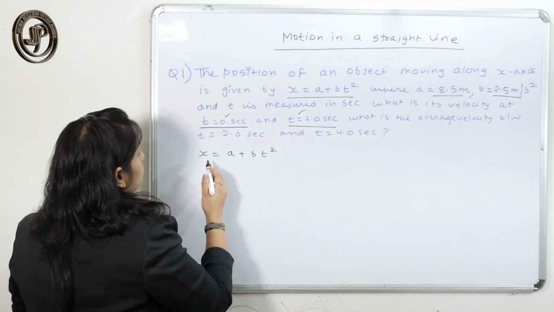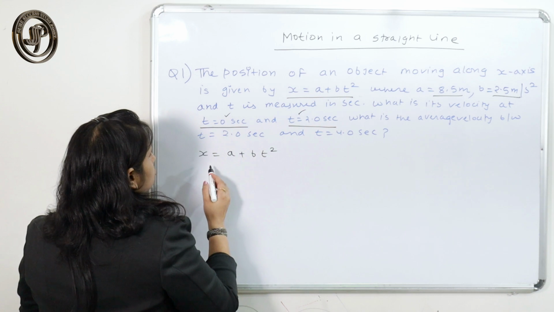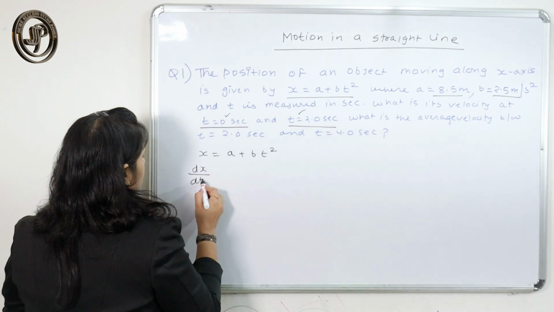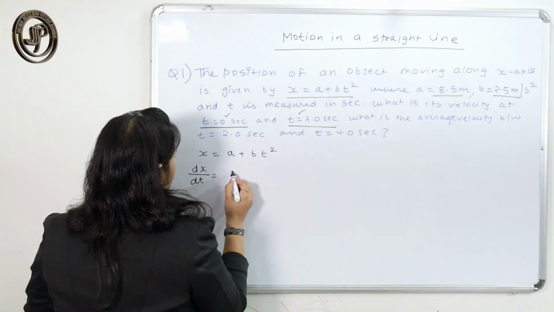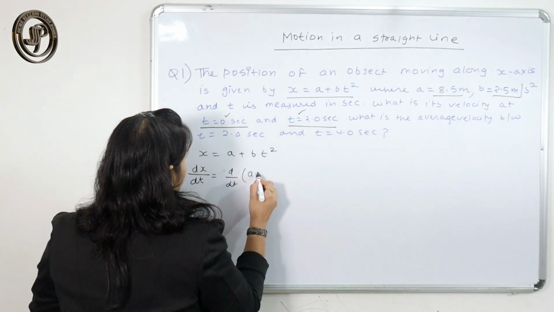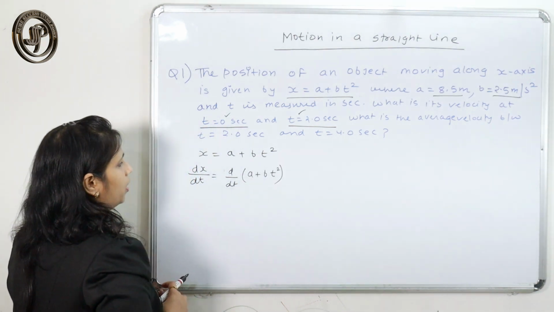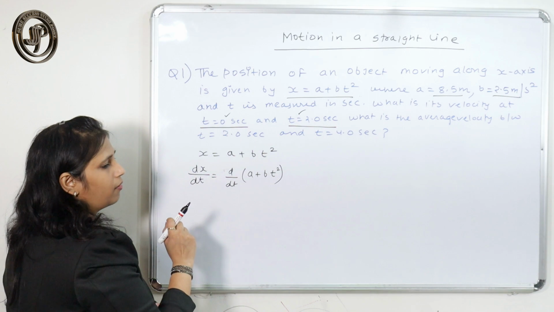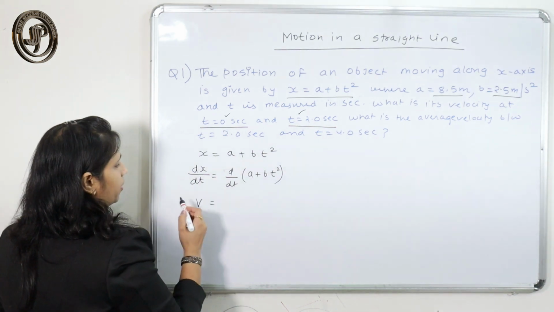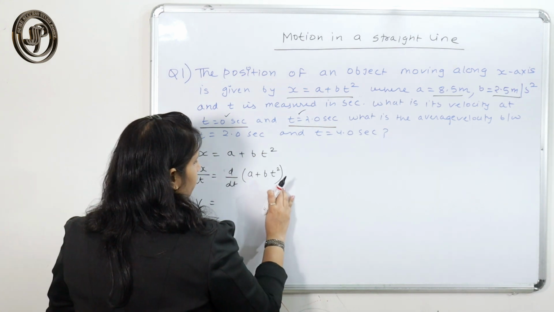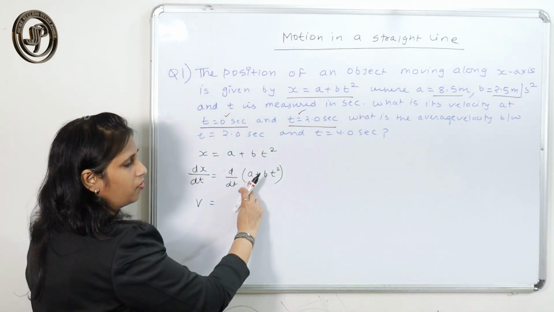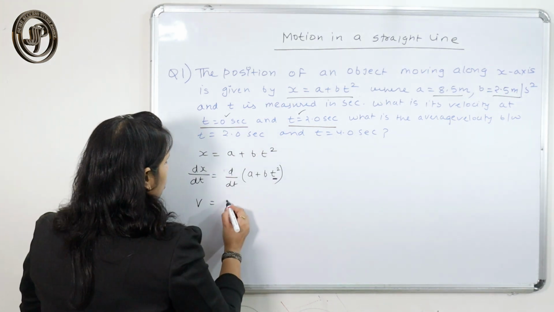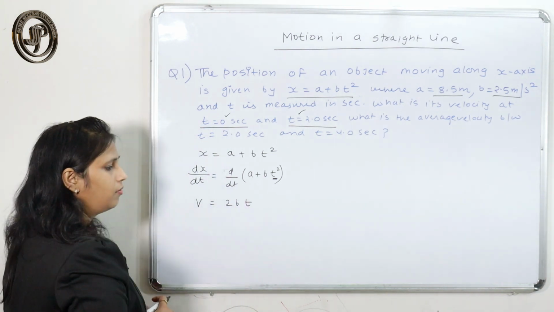How can we do this? Here x is given, so if we differentiate this with respect to time, what do we get? d by dt of a plus b t square. Why am I going to differentiate this? Because if I differentiate this, then I will get the value of velocity. We know dx by dt is v. The differentiation of a constant becomes 0, and t square becomes 2t. So 2bt is the velocity.